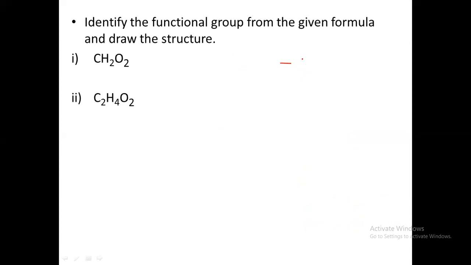So it's 2 carbon, right? Remember the functional group itself has 1 carbon, so you cannot put 1 more carbon here, then the total carbon becomes 2. So it's not possible. So how to draw the structure? COOH itself has 1 carbon. Now you cannot put carbon here, so the only possibility is you can put hydrogen. So that's the first carboxylic acid, 1 carbon carboxylic acid, HCOOH.